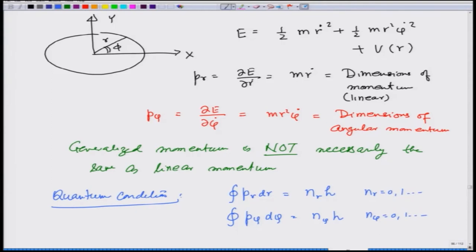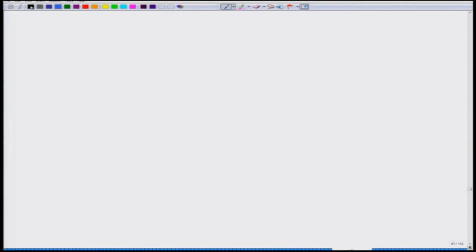Now, notice that there are two quantum conditions, one on r and one on phi, and these two quantum conditions determine the orbit, right. So, let us just spend some more time on this. I have P r, which is m r dot, and P phi, which is m r square phi dot, and the corresponding quantum conditions: the integral of P r d r is equal to n r h, and the integral of P phi d phi, again over a full period, is equal to n phi h.